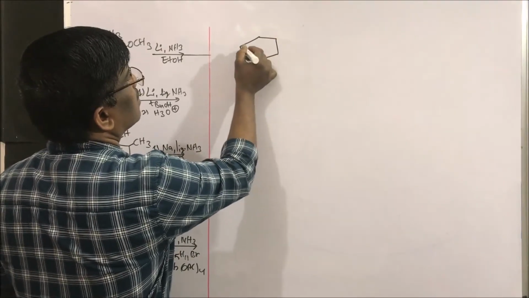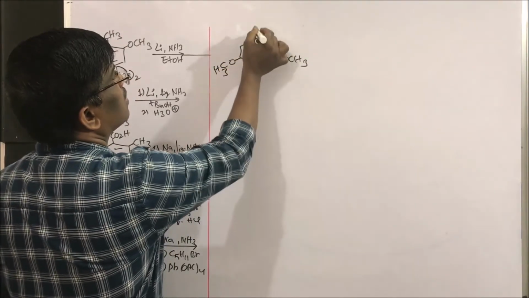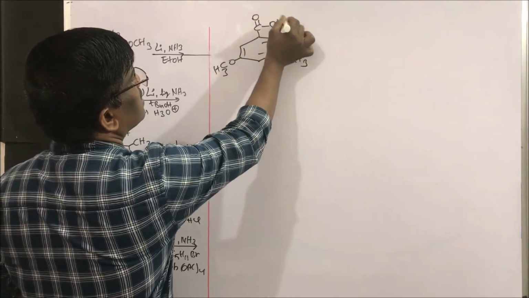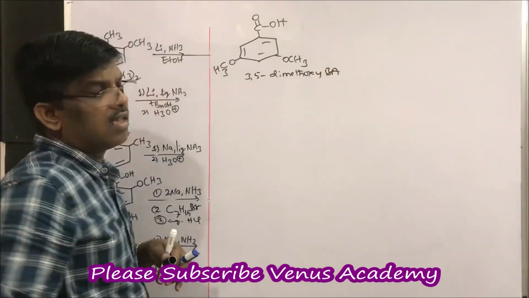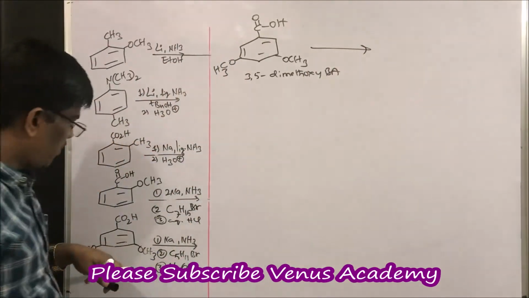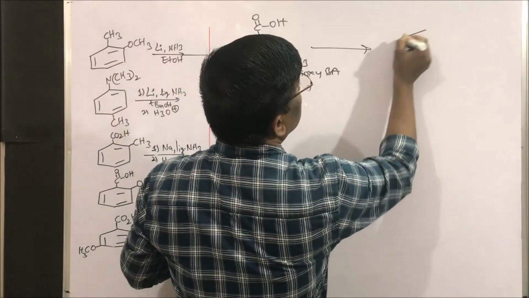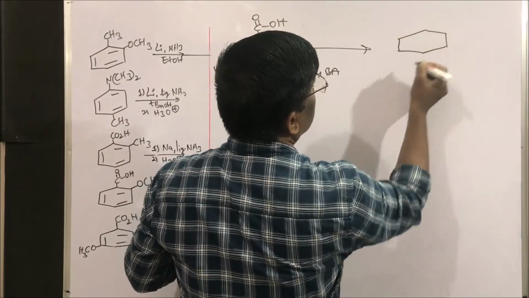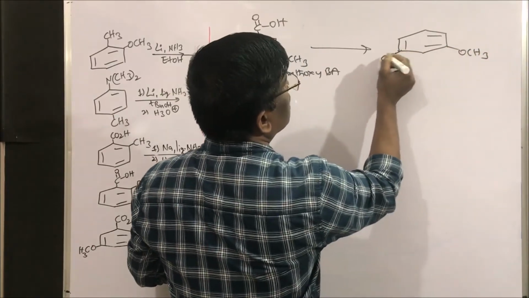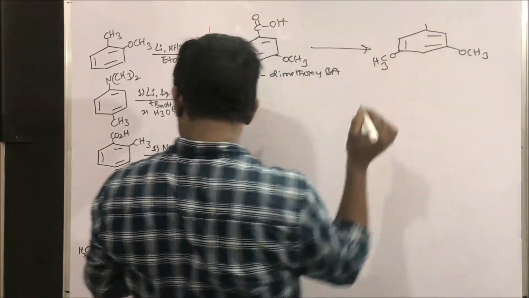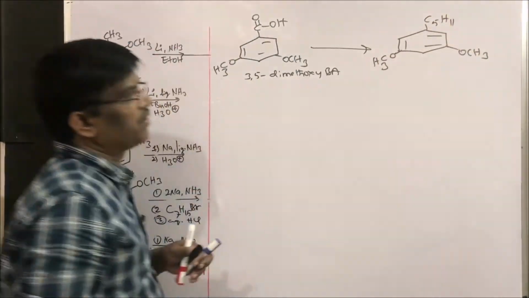Yes, this dimethoxy carboxylic acid. Yes, 3,5-dimethoxy benzoic acid. So what we are doing? We are adding sodium and amine. So let us write the product so that you will understand in a better way. So what I am going to get is methoxy, and here the C5H11 pentyl group, C5H11 is introduced.